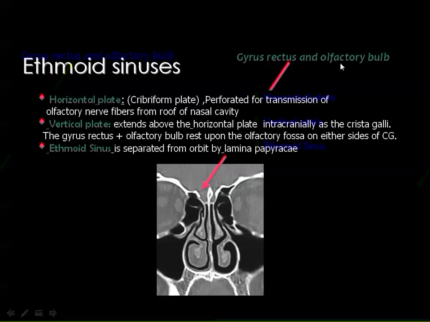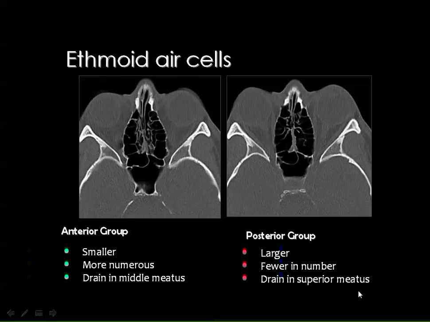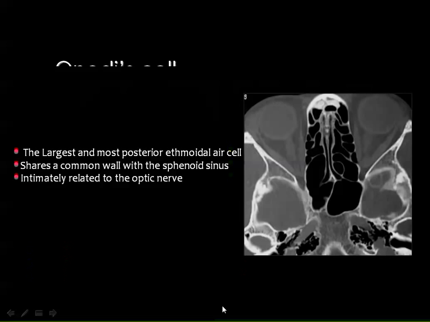Then the gyrus rectus as well as the olfactory bulb are anatomically located in this area, in this depression between the crista galli and the superior plate of the ethmoidal air cells. Then you know that we have two groups of ethmoidal air cells. The anterior group are numerous and smaller cells, and they drain in the middle meatus. The posterior group are larger and fewer in number, and drain in the superior meatus.